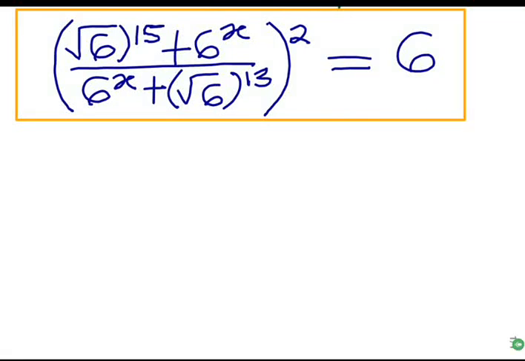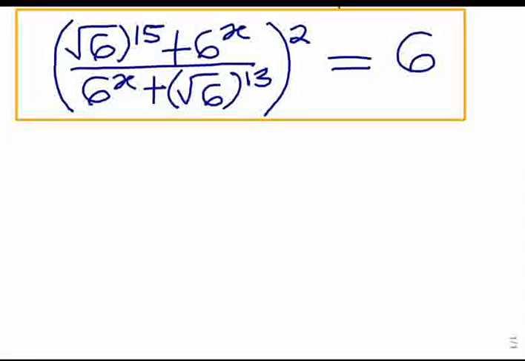Hello viewers, in this video I am going to provide the solution to this interesting exponential equation. We are given that root 6 raised to power 15 plus 6 raised to power x over 6 raised to power x plus root 6 raised to power 13, all squared, is equal to 6. How do we solve for x?